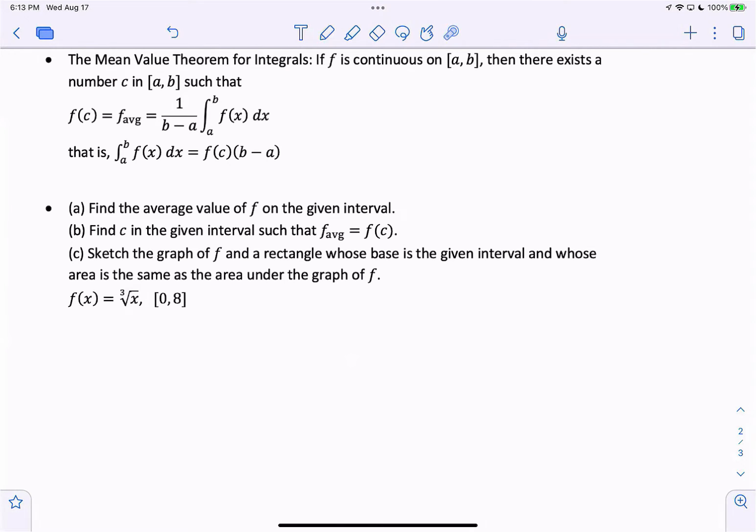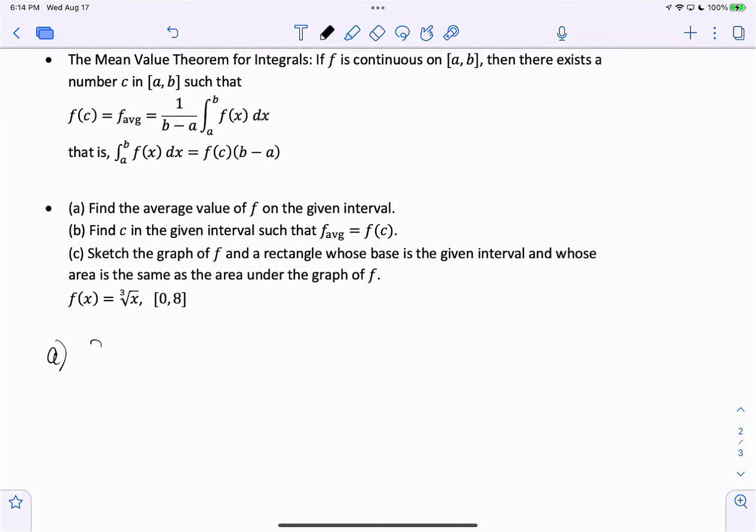This example is going to allow us to apply the mean value theorem for integrals. Find the average value of f on the given interval, and our function is f of x equals the cube root of x. Interval is 0 to 8. Then find c in the interval such that f at that c is equal to the average value of the function, and then we're going to draw a graph. I'm probably going to use Desmos.